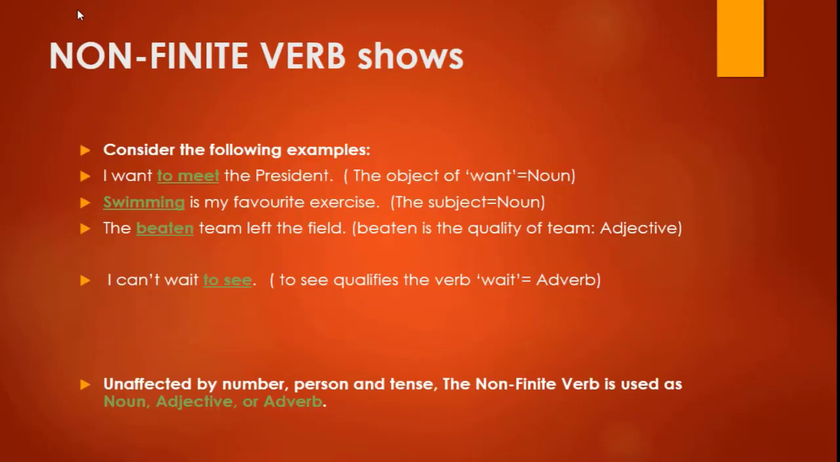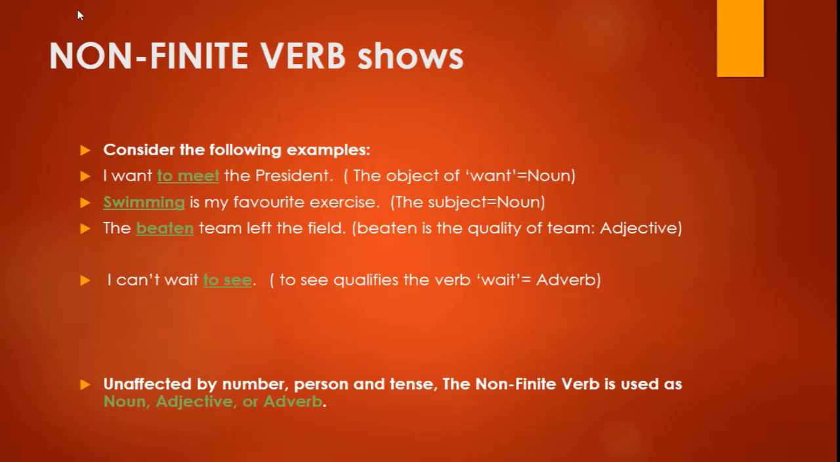Dear students, consider the following examples. I want to meet the president. The object of want is to meet, and this is noun. Object in a sentence is always a noun. Example number 2, swimming is my favorite exercise. Swimming is the subject of the sentence, so swimming is noun.